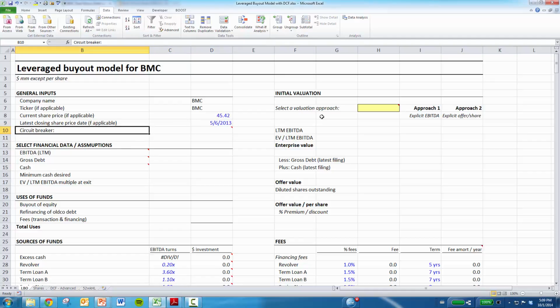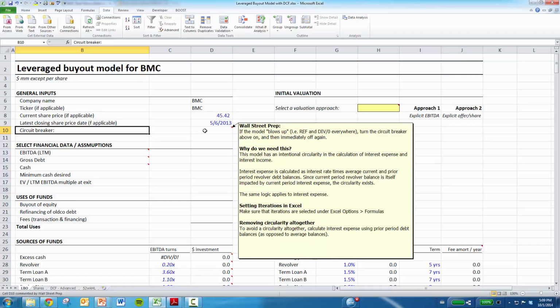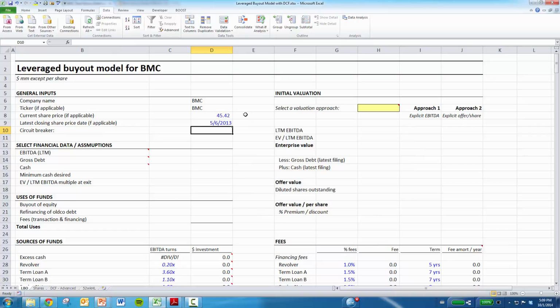So this is something that those of you who have taken our classes before are quite familiar with. There's going to be a circularity in our model. The way that our model calculates interest expense is going to in turn create a circularity. We're going to talk a little bit about that when we get to the debt schedule. Probably be a review for most of you.